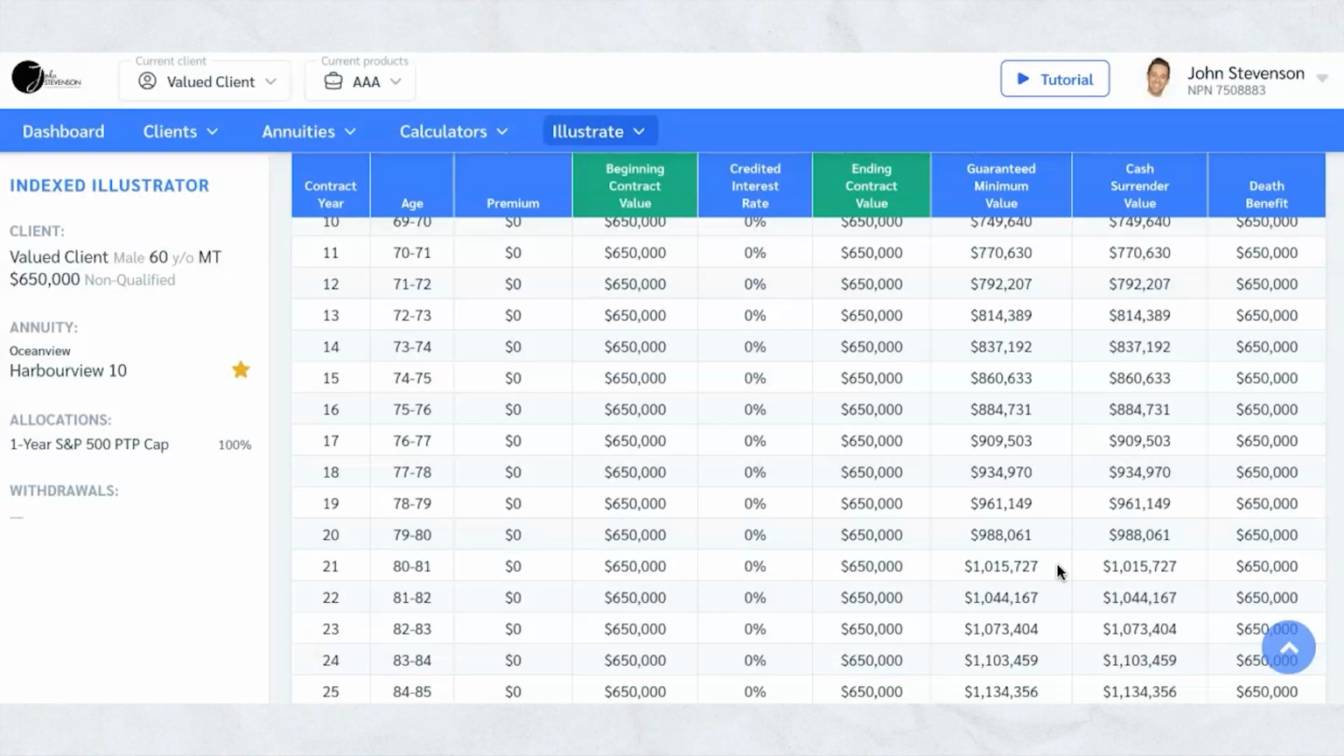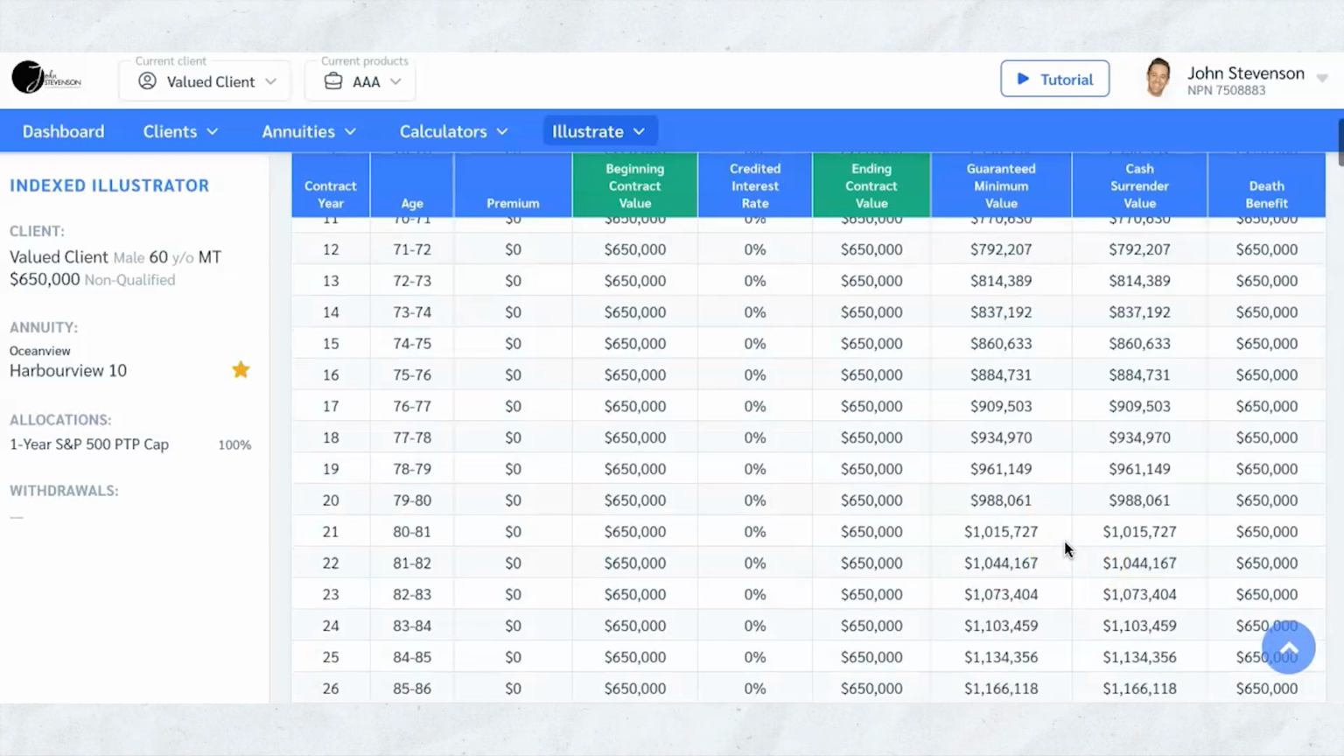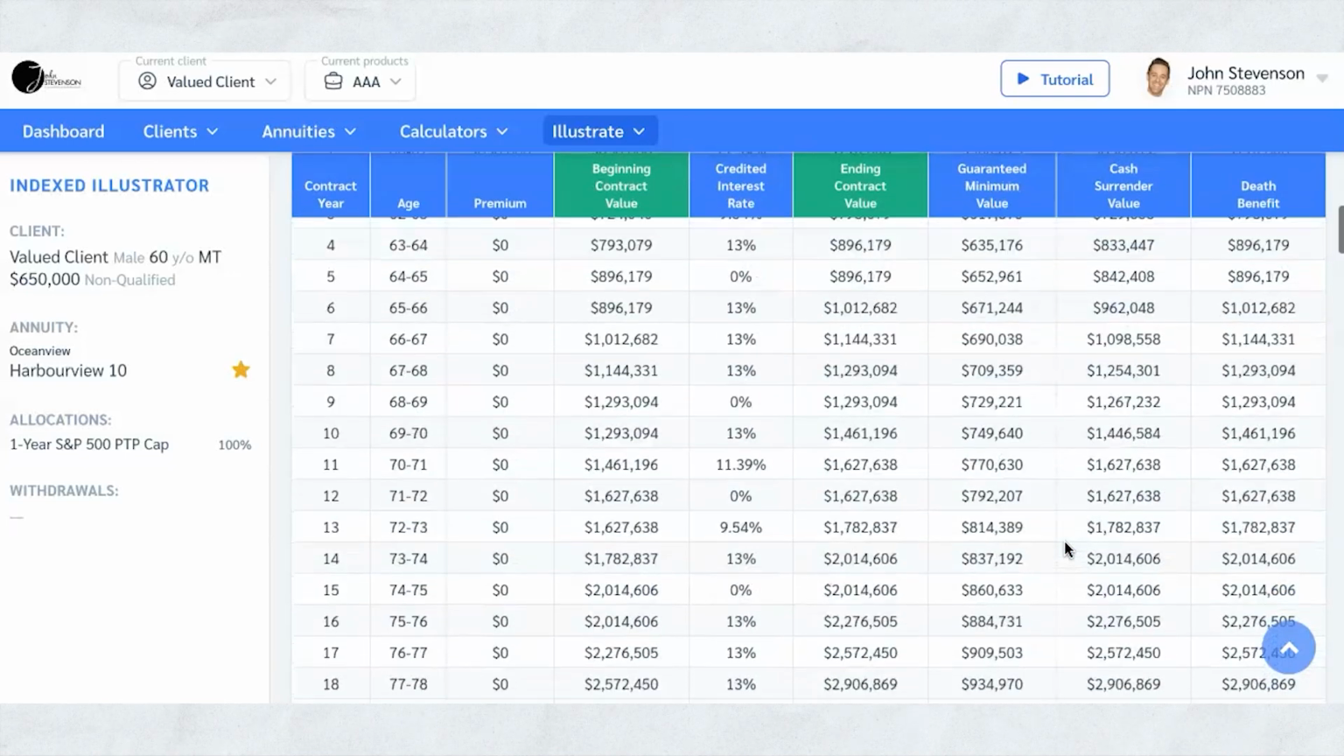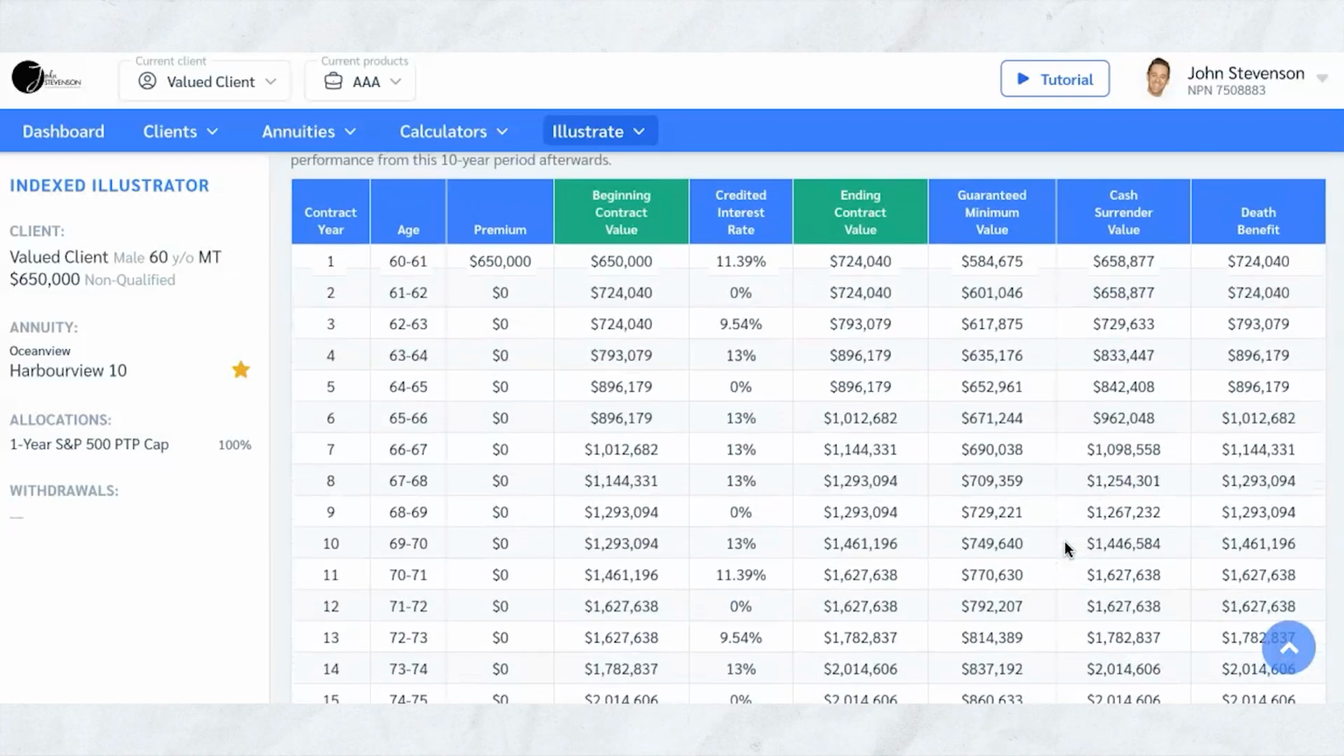So what I like about this is they have a guaranteed growth rate. So if you leave the money in there long enough and the S&P does nothing, they're still going to give you, at the end of 20 years, $988,000. So I like that. Now let's look at the average growth. Okay, the S&P, again, has done well.